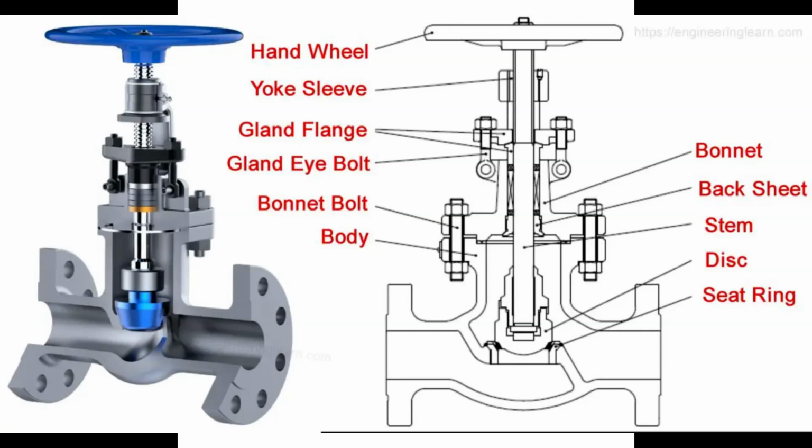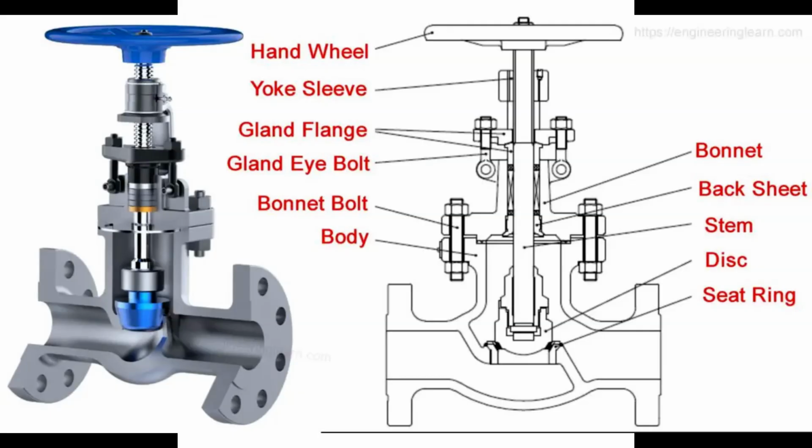The bonnet bolts secure the bonnet to the valve body. The bonnet acts as the upper cover and houses the stem and internal components. Now, the stem is a key component. It connects the hand wheel to the disc inside the valve. As the hand wheel turns, the stem moves the disc vertically toward or away from the seat ring. This vertical motion allows precise control of flow, which makes globe valves perfect for throttling service.